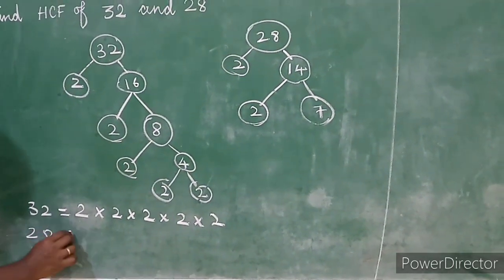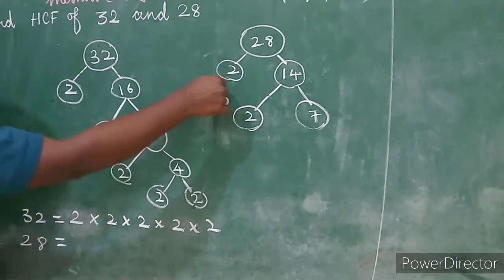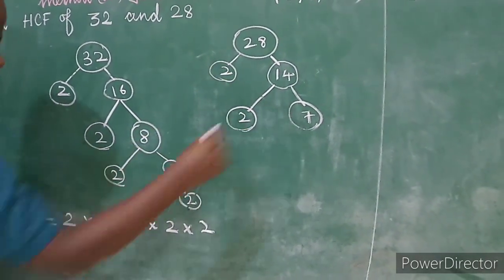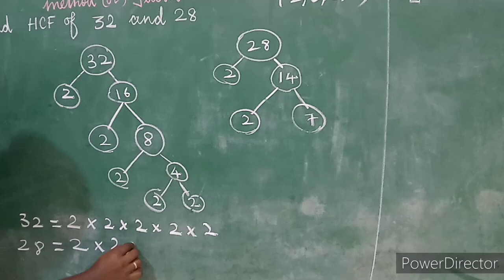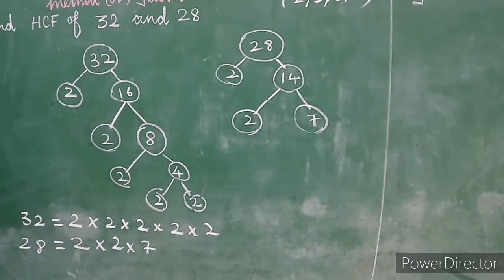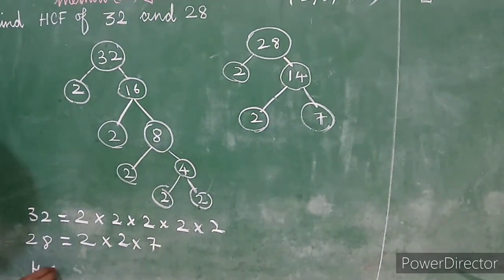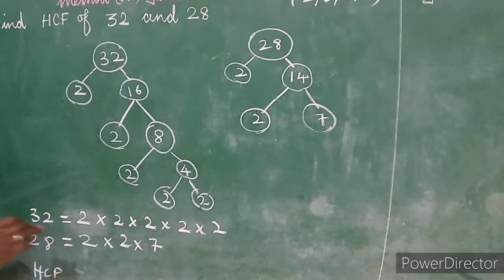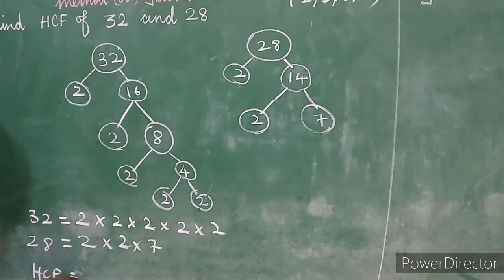I can write it as a product of all these prime numbers. What are the prime numbers? 2 into 2 into 7. So using that, how to find out the HCF? Very simple. What are common among them? Take them and then multiply them.